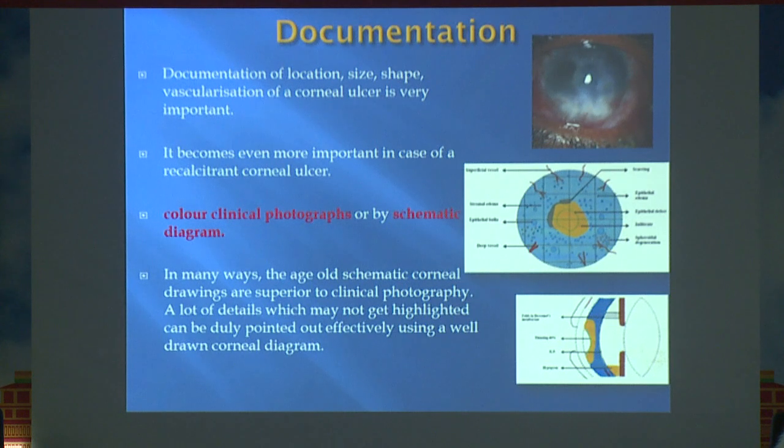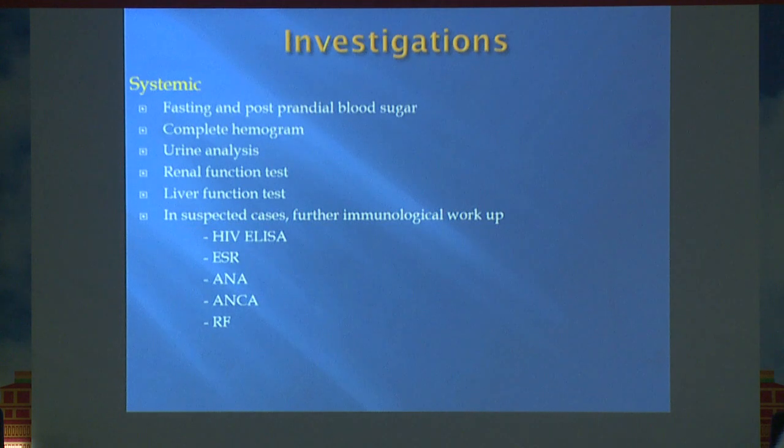Documentation of location, size, shape and visualization of corneal ulcer is very important. It becomes even more important in case of recalcitrant corneal ulcer. Colored clinical photographs may be taken, or schematic diagrams must be drawn on paper for each and every visit.